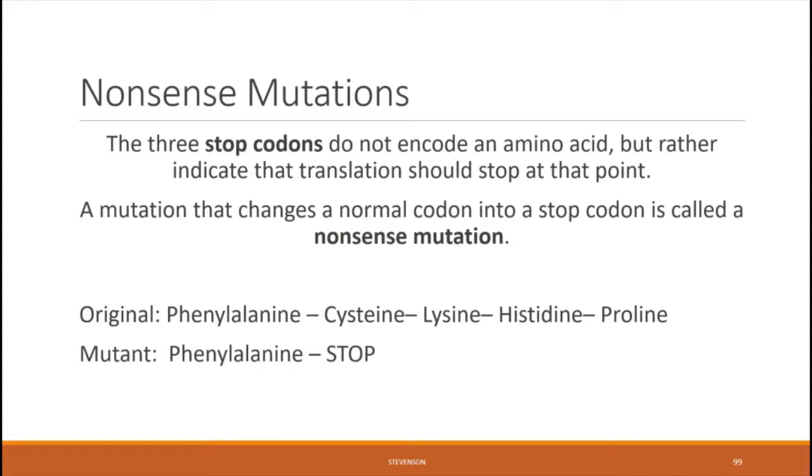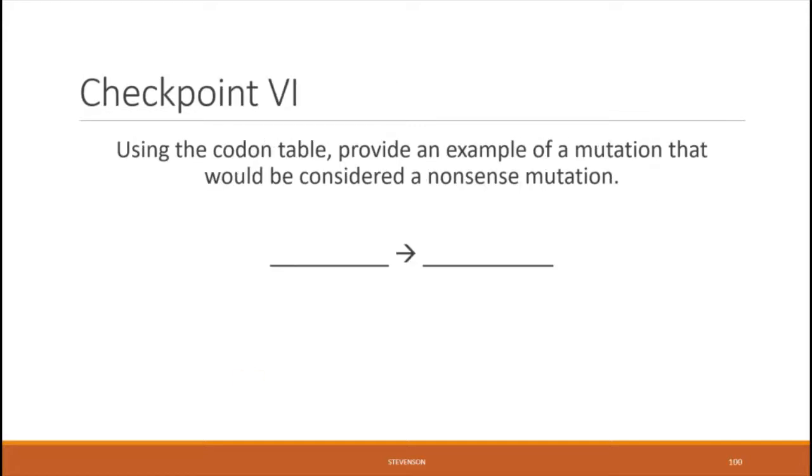A nonsense mutation turns a normal codon into a stop codon. And these types of mutations can be particularly bad because they cause an entire chunk of the protein not to be made. They are especially bad when they occur towards the beginning of the protein because they can cause even the majority of the protein to not be made, which can have a very dramatic effect on cells. Once again, in the style of the other two checkpoints, using the codon table, tell me an example of a mutation that would be considered a nonsense mutation.